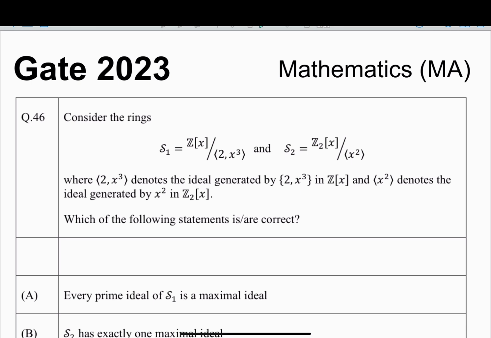Today we will solve GATE 2023 questions. This is a question from algebra. It is question number 46.